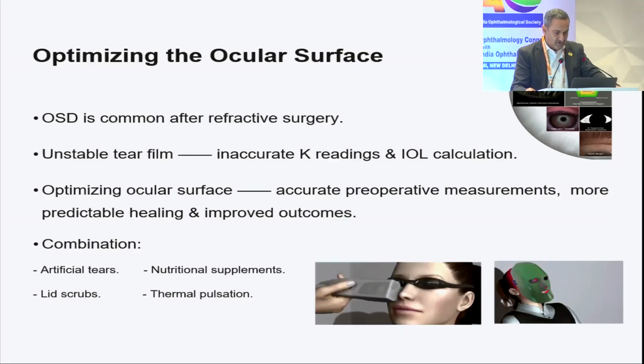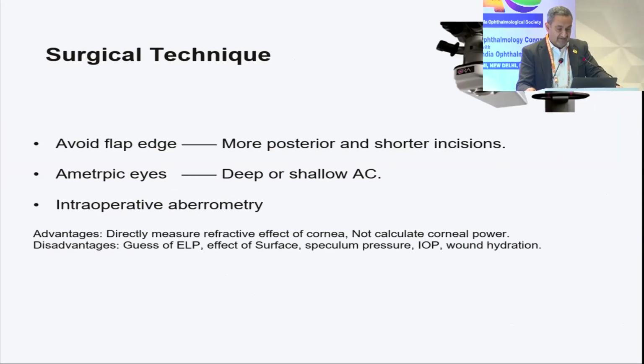We can use a combination of artificial tears, lid scrubs, nutritional supplements, and sometimes IPL or thermal pulsation. The surgical technique is not that different from virgin eyes, but you have to avoid the flap edge, so you have to make a more posterior and shorter corneal tunnel. Take care, you are dealing with ametropic eyes, so you can have a deep or shallow anterior chamber according to the preoperative refractive state of the eye.